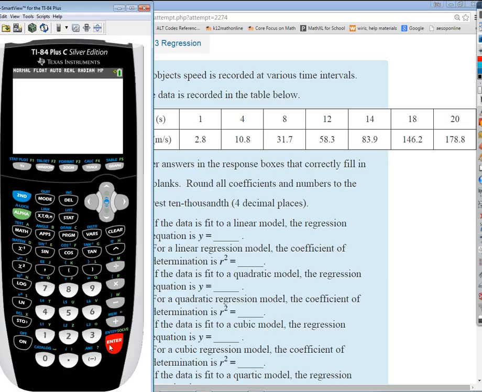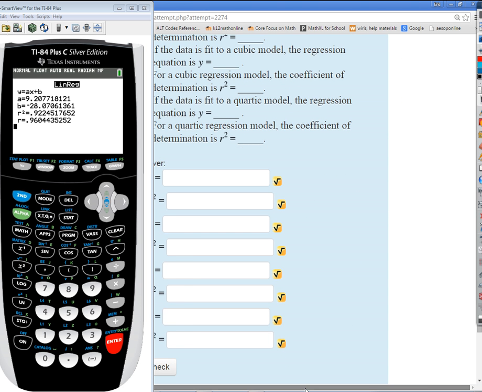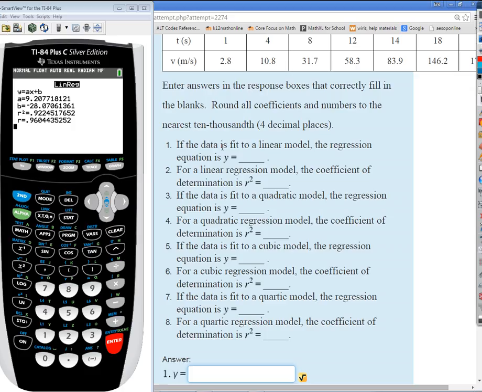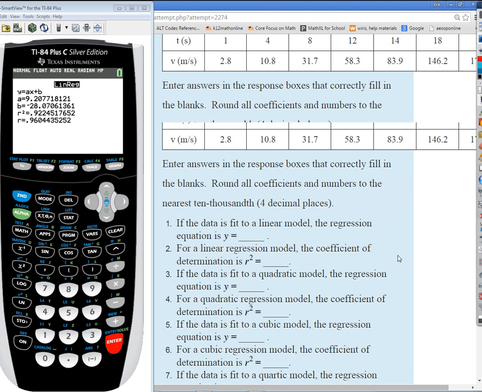Okay, there it is. While we're at it, how about we put in the answers on Moodle? Our linear regression model is what that first question asked for, right? If the data is fit to a linear model, the regression equation is y equals, and we're supposed to round. I skipped through the instructions, but at the top it says round everything to 4 decimal places.